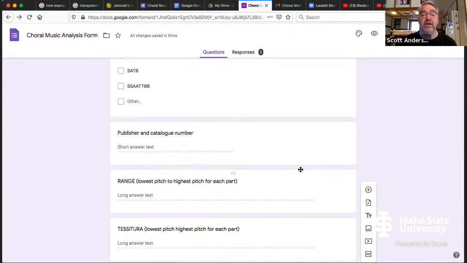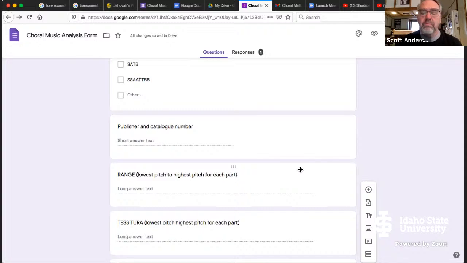So then you go to publisher and catalog number. This is not appropriate for this particular arrangement because it's public domain, so there's no publisher. But I'll show you that if you have your Shoshone Love Song piece handy, you'll see on the bottom that it says Hal Leonard Corporation. Hal Leonard is one of the big companies that publishes choral music, and it publishes band music and orchestral music as well, but especially choral music. That would be the publisher.